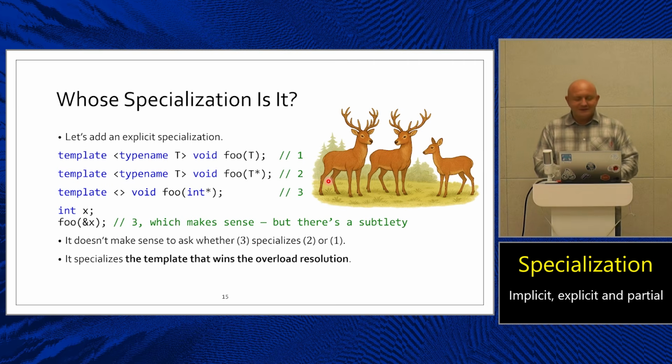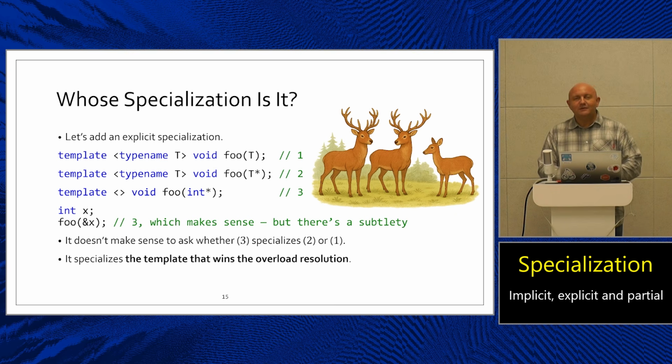The key point is it's meaningless to ask which primary template the specialization belongs to in advance. The specialization is written for the function foo of int star, and it becomes the specialization of whichever primary template wins the overload resolution for the specific function signature.